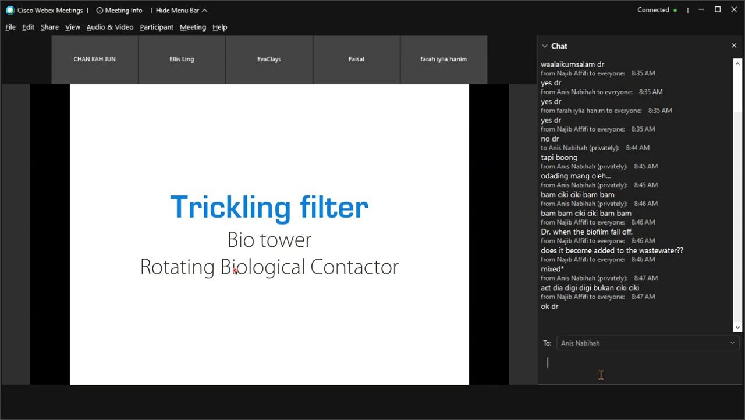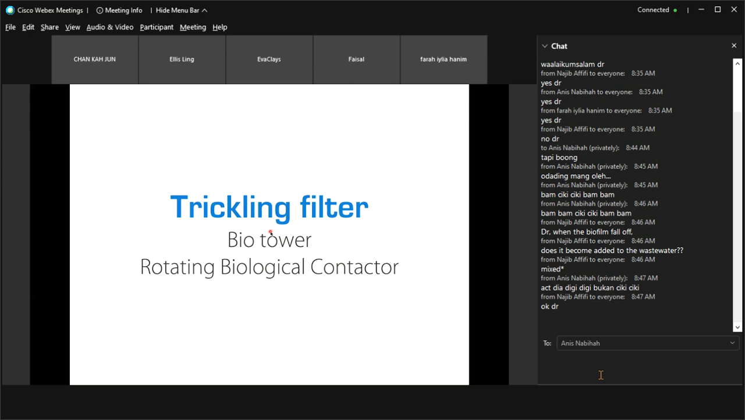I mentioned just now there are three examples of the attached growth process, which are the trickling filter, biotower, and rotating biological contactor, or we call it RBC. So now I'm going to discuss the trickling filter and eventually biotower. Okay, trickling filter is a very old process.